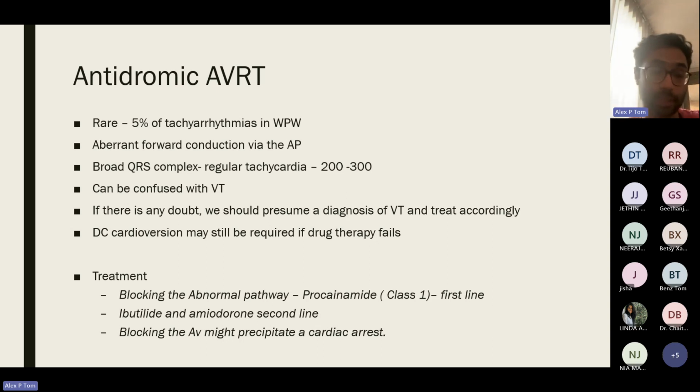So if there's any doubt, it's always best to presume the diagnosis of VT and then treat accordingly. Ideally, the management should be by procainamide. That's a class 1 antiarrhythmic. And then you can use ibutilide and amiodarone as second line. But in most cases, in an emergency situation, you will make a presumed diagnosis of VT and then continue to treat it.